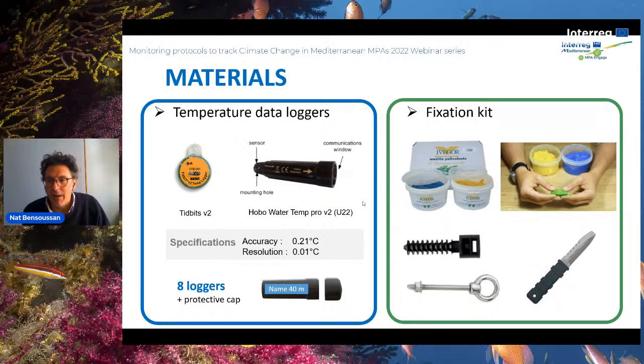What you see on the right-hand figure is a fixation kit that we use to install loggers to the seabed. It's a polyvalent bicomponent putty, with a white and a blue part that are mixed together to obtain this green putty. We also use some rings, inox rings or plastic screws. And you will also need your diving knife, scissors or a cutting plier.